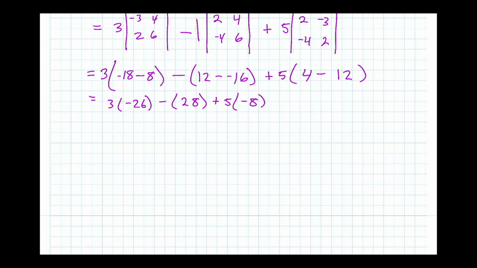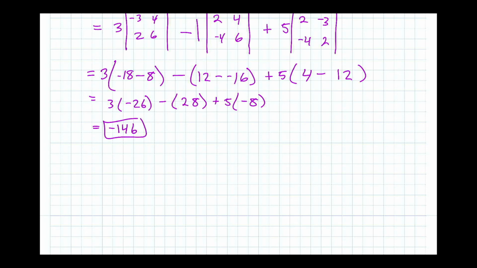Right? So you punch this into a calculator. 3 times -26 is -78, minus 28, plus 5 times -8. So I think this is -146, if I did that right.